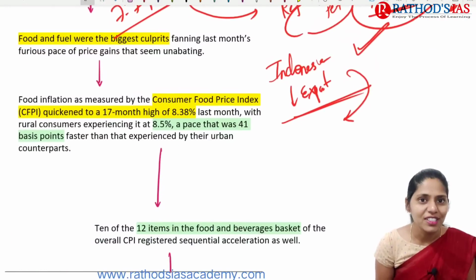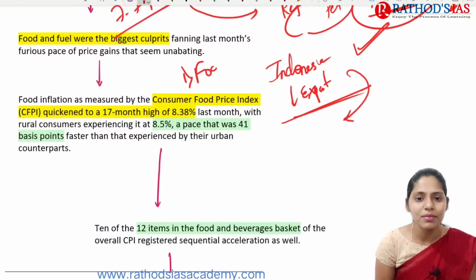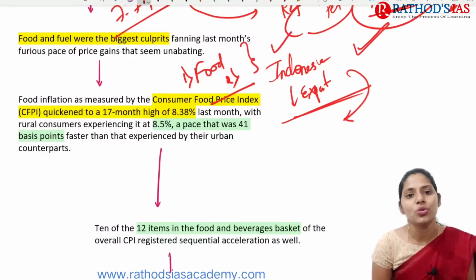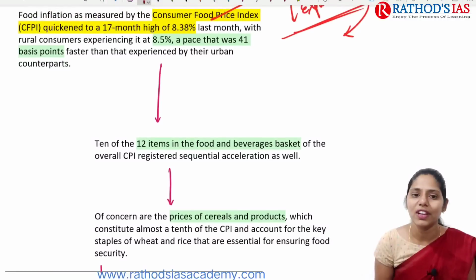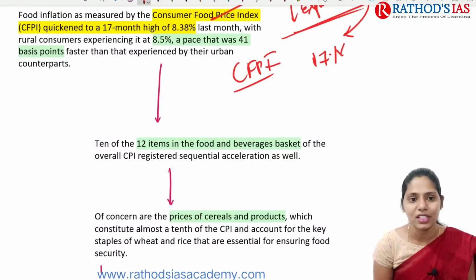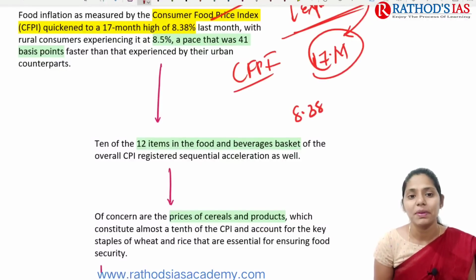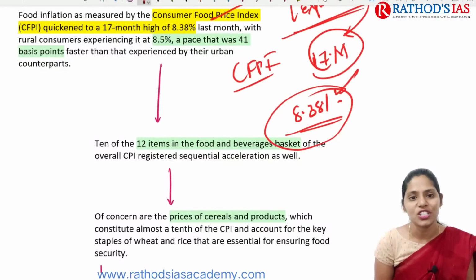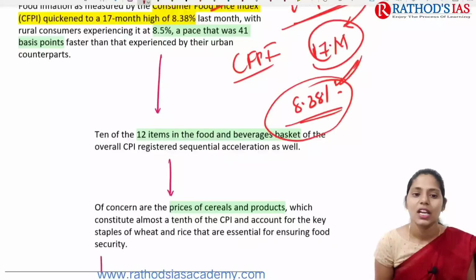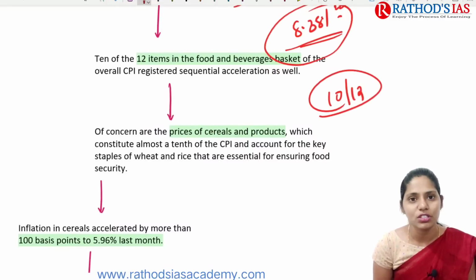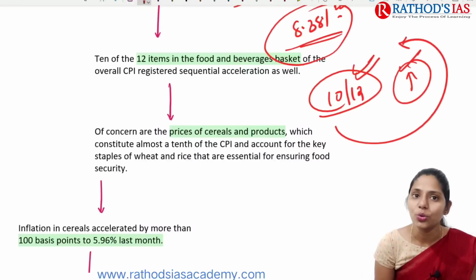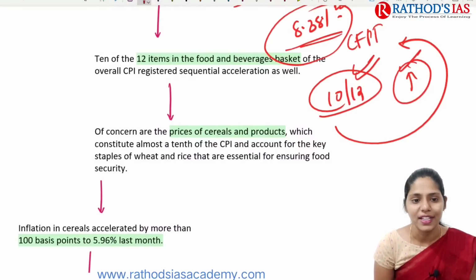So what is the important reason for this inflation? First important one is food items, second one is fuel. These are the two biggest culprits that mainly led to increasing inflation in the market. And if you are talking about food inflation, the consumer food price index quickened to a 17 month high of 8.38% last month. Okay, there is an increase in the consumer food price index. And if you are talking about the food and beverage basket, 10 out of 12 items in this basket saw increasing prices. And finally that led to an increase in this consumer food price index.